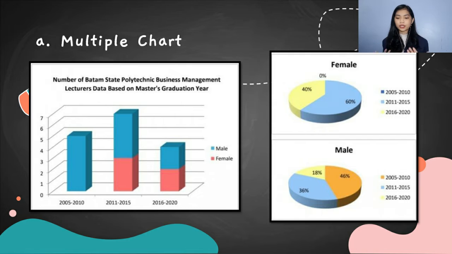And from these two charts, we can conclude that the Batam State Polytechnic Business Management lecturers at most completed their master's degrees in 2011 until 2015. And based on gender, business management lecturers are dominated by male lecturers.